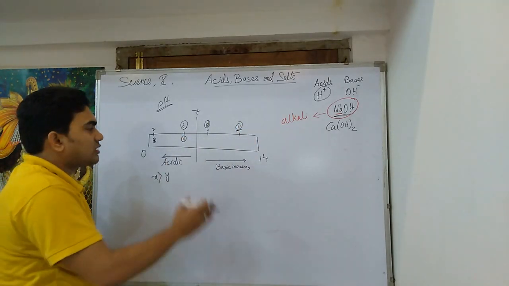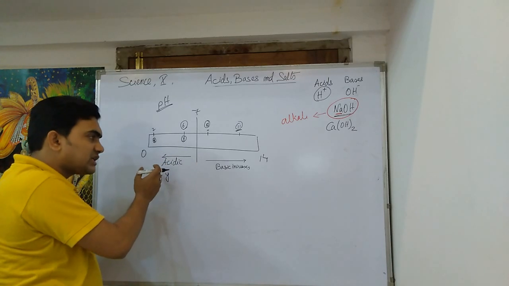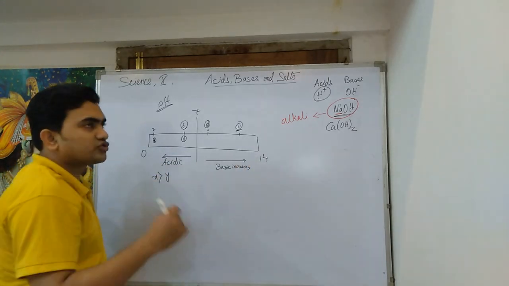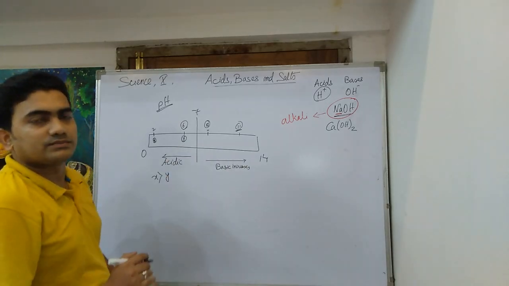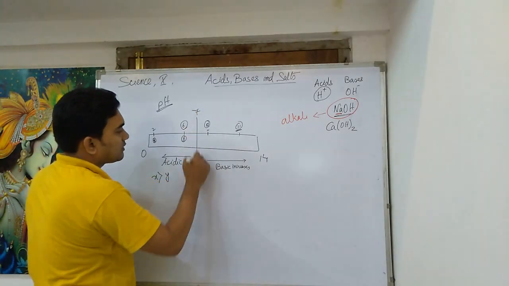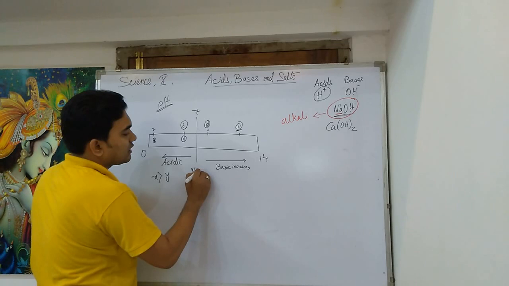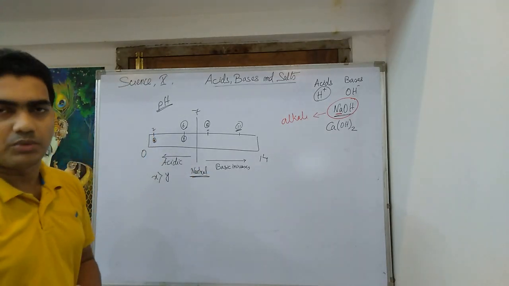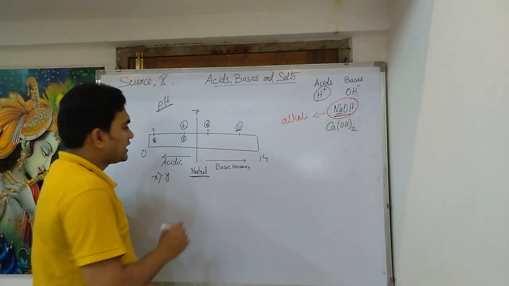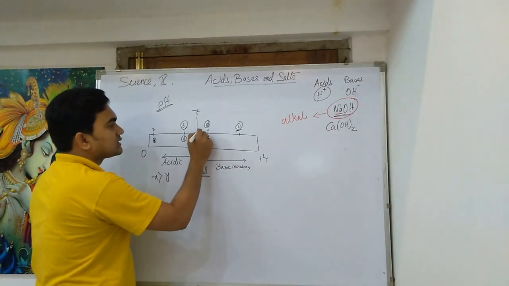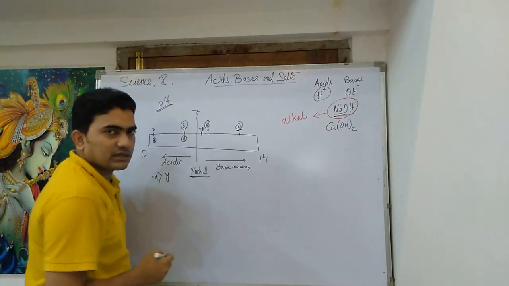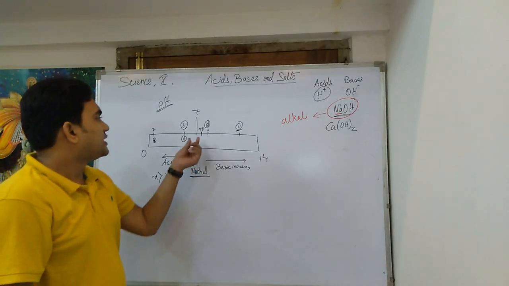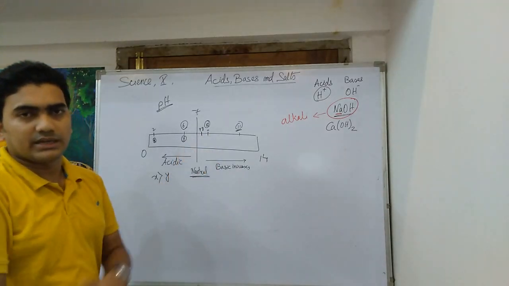So in short, the lesser the value of pH, the stronger the acid. The higher the value of pH, the stronger the base. And pH 7 is neutral. Our human body works in the pH range of 7 to 7.8.